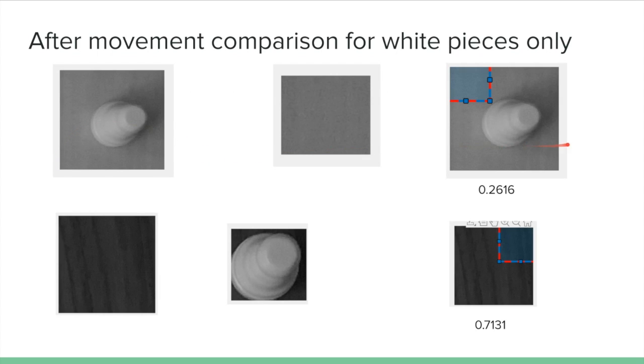When there's movement, you can see that the final result of a detection is 0.26 when the piece is moved out of the square. When the initial state has the piece in it, and the final state does not have the piece in it, it's a very low score. But when the same happens for an empty square and a piece is moved into it, there's a slightly higher score.